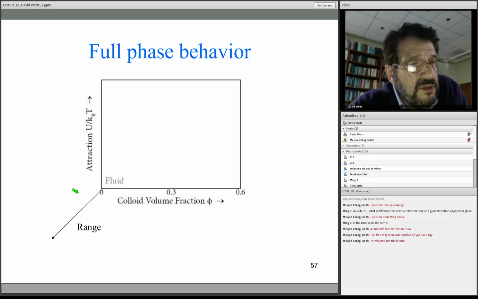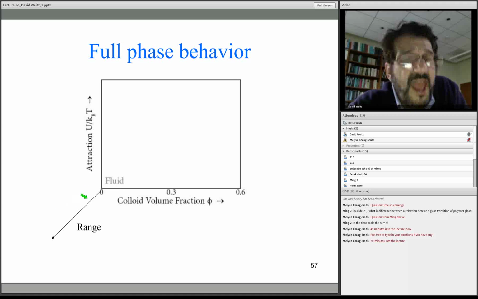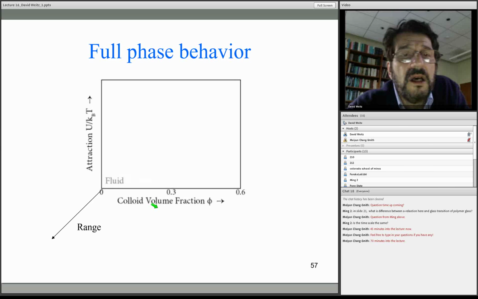Physically, the way you do this is you use a depletion attraction where you add small particles or small polymers to these larger colloidal particles, and the effective behavior of the small particles is to put an osmotic pressure on the large particles.